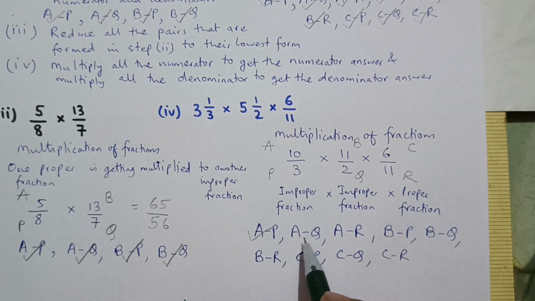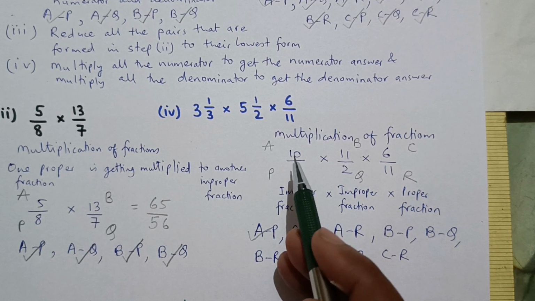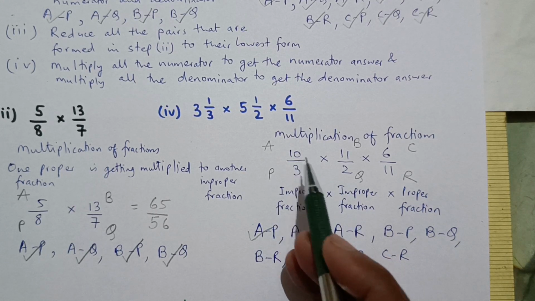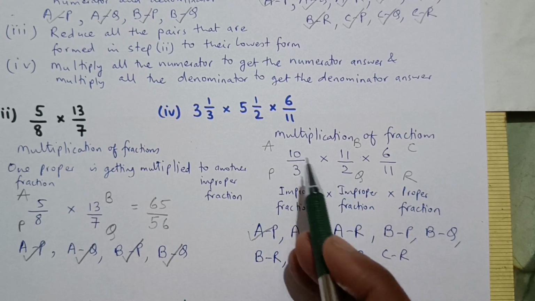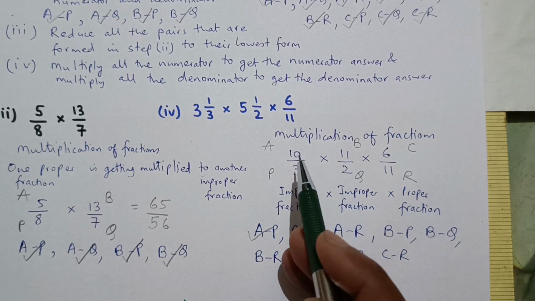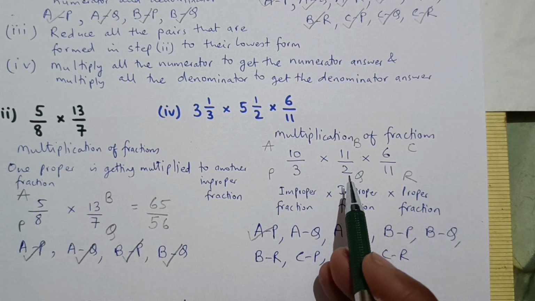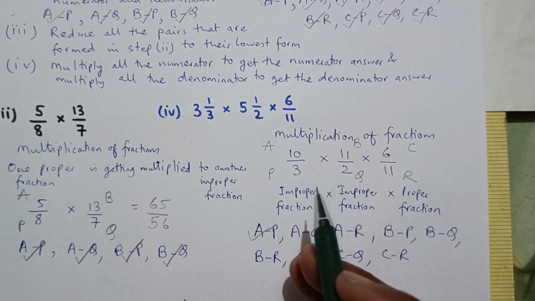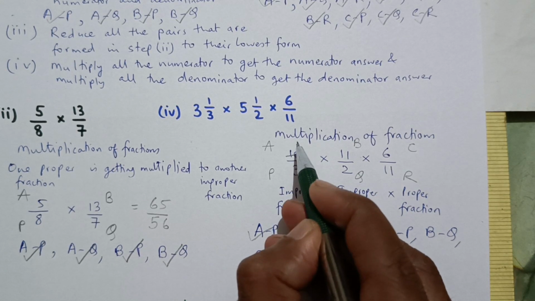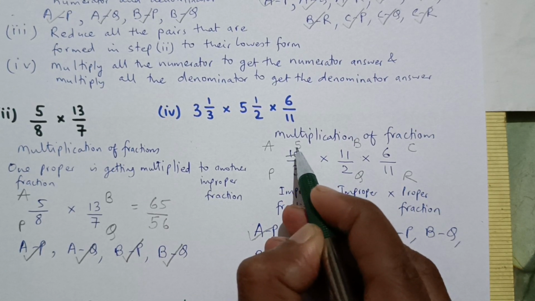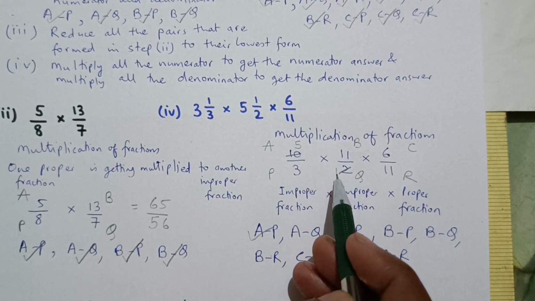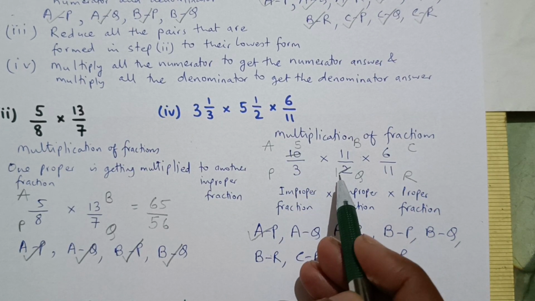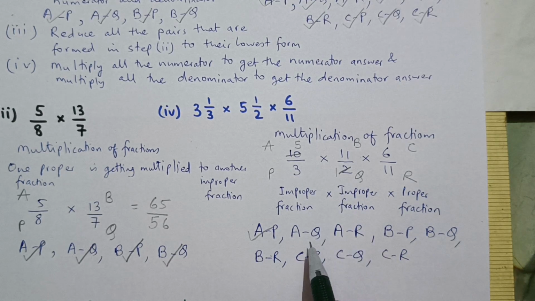Next numerator denominator pair is AQ. AQ. 10 by 2. Yes, 10 by 2 we can reduce it further because both of them are divisible by 2. So I will divide both 10 and 2 by 2 and reduce it further. So 10 divided by 2 is 5 and 2 divided by 2 is 1. So 5 by 1, and now you cannot reduce it any further. So AQ is reduced to its simplest form.